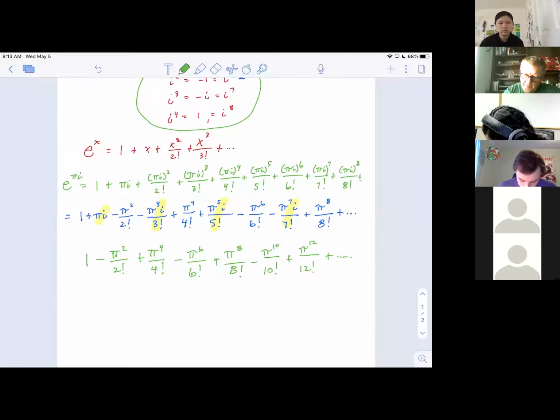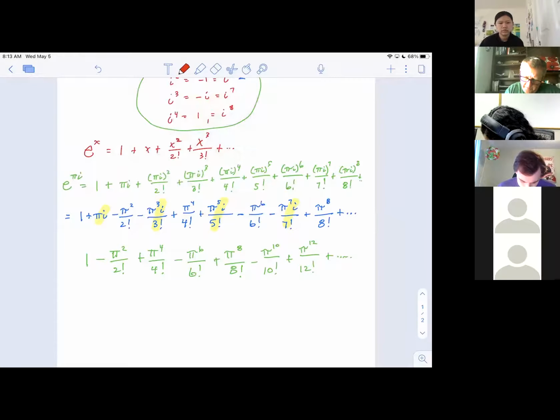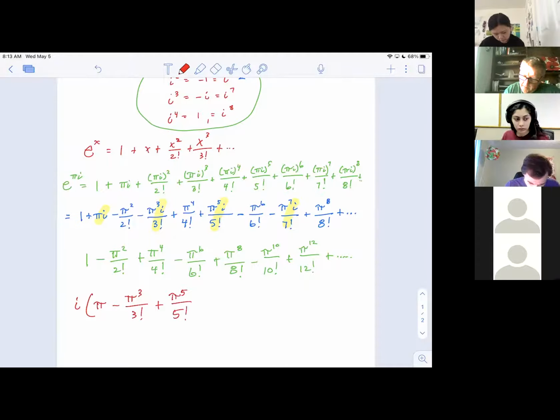But then, what about those yellow terms? What about those yellow ones? Well, every one of them has an i. So what if I took an i out front and just factored it out? Then I'd have i times pi minus pi cubed over 3 factorial plus pi to the 5th over 5 factorial minus pi to the 7th over 7 factorial.